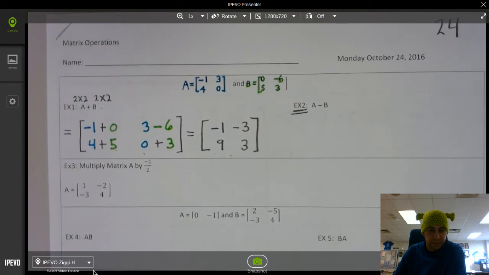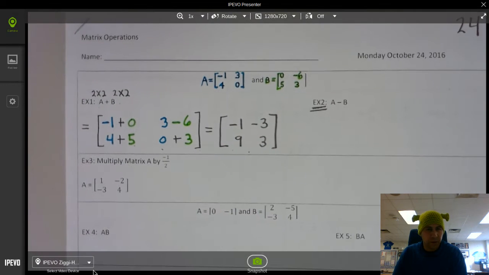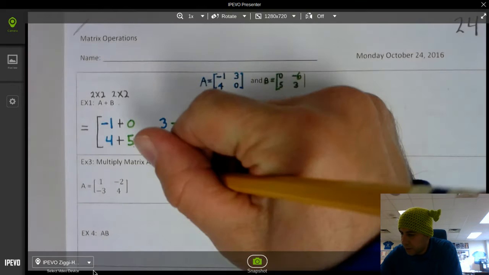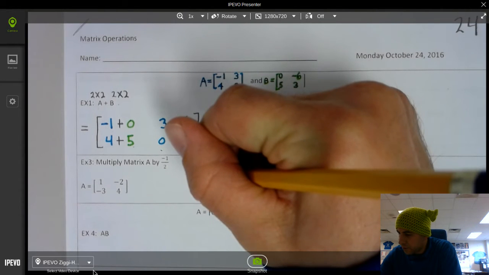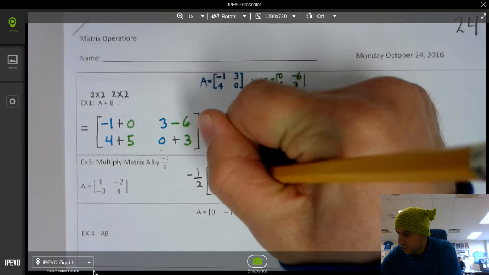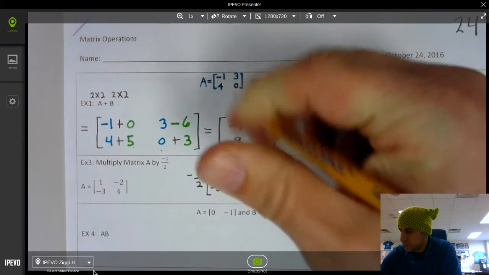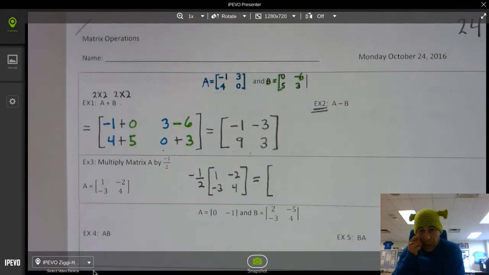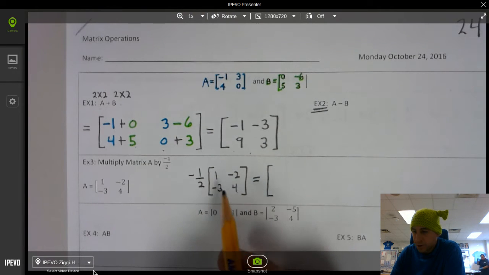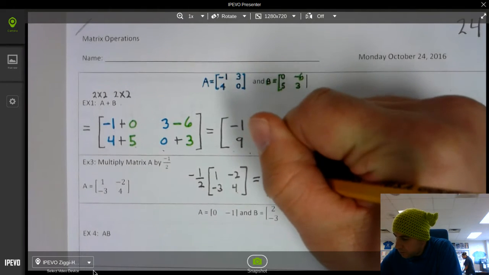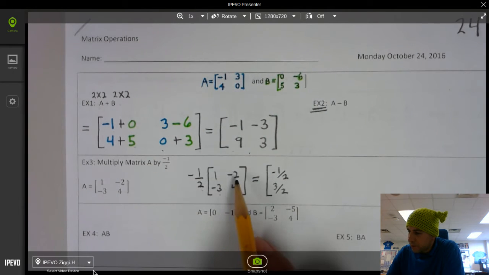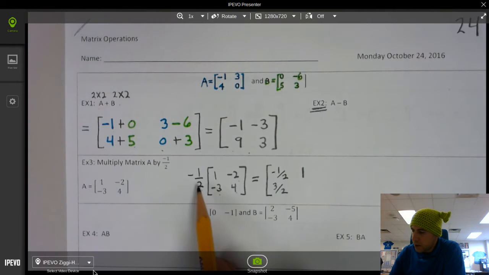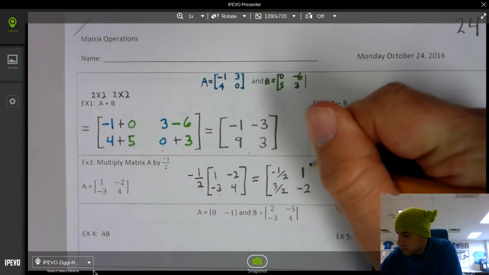So let's look at example 3. All right, here you really don't need to color code A. What you really just need to do is say that we're going to multiply negative 1/2 times A, which is 1, negative 3, negative 2, 4. All right, now you multiply the outside number by every number inside the matrix. So negative 1/2 times 1 is negative 1/2. Negative 1/2 times negative 3 is a positive 3/2. Negative 1/2 times negative 2 is a positive 1. And negative 1/2 times 4 is a negative 2.